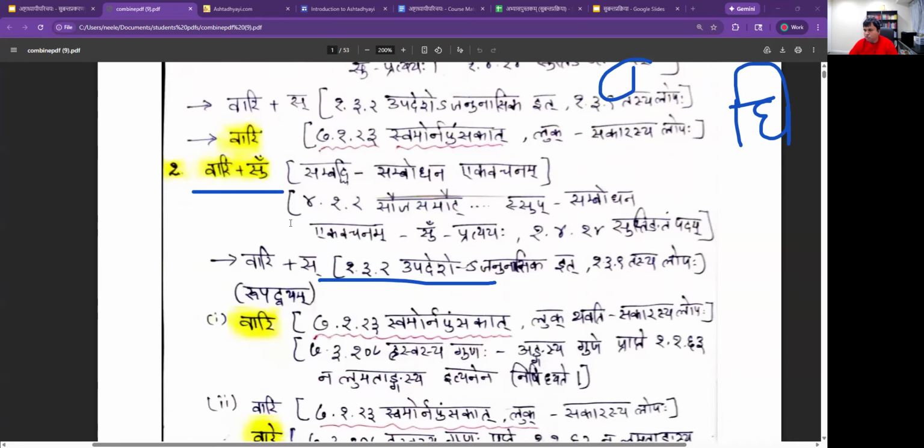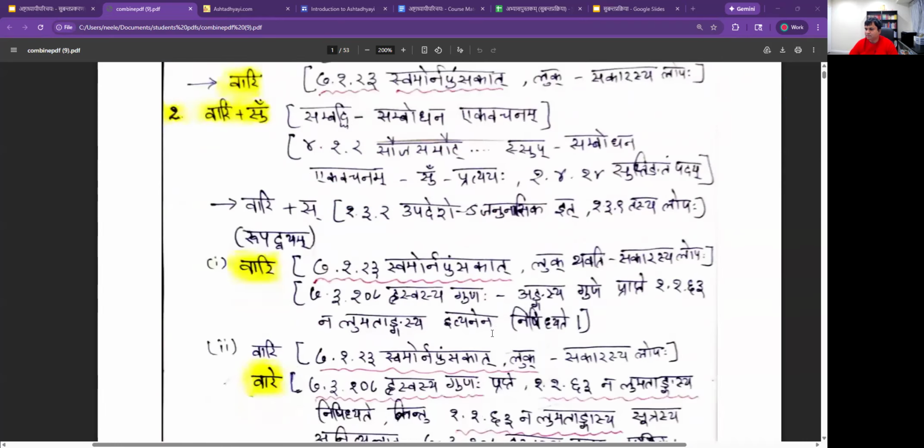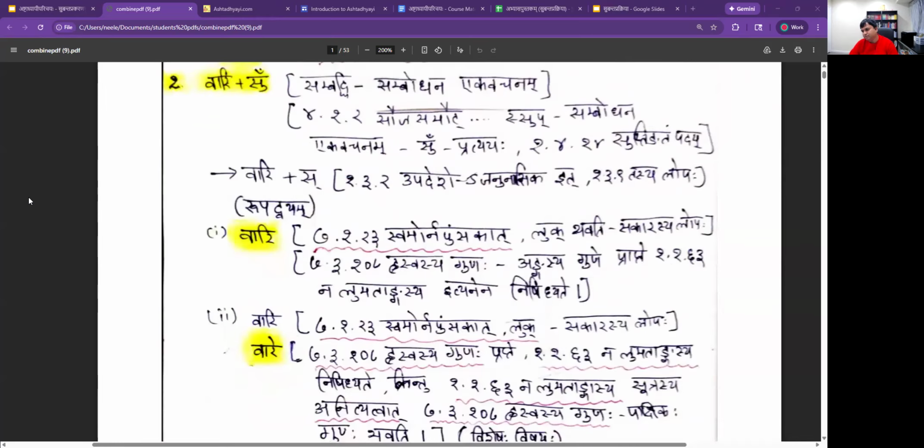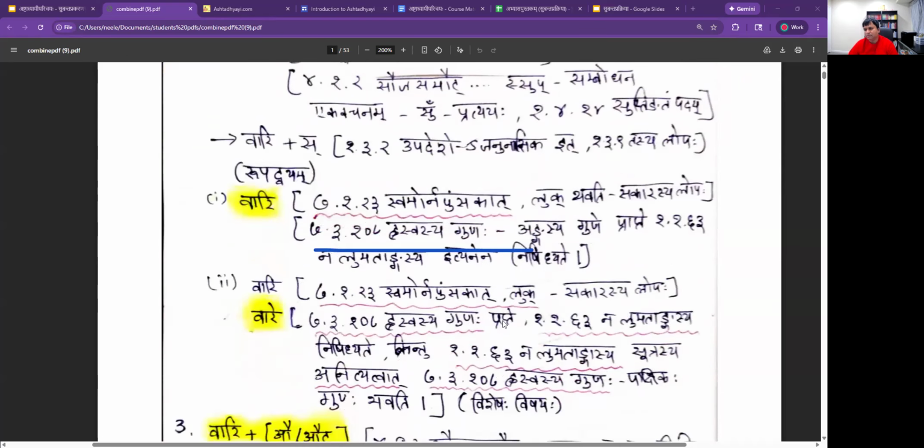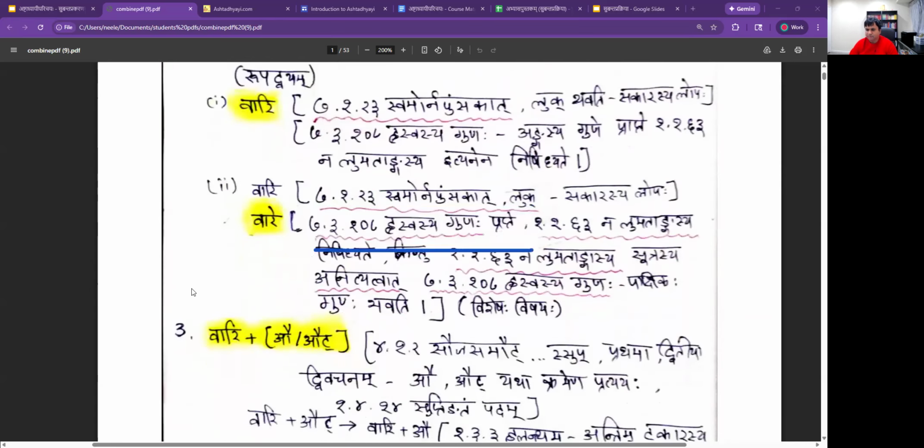That's all. Vari plus Su. Sambodhana ekavachana, Vari plus Su. Atra Swamor napumsakat luk bhavati. Very good. Here rupadvayam asti. Vari shabdah. Swamor napumsakat luk bhavati. Sakarasya lopah, hraswasya gunah. Angas gune prapte nallumatangasya ittanena nishidyate.